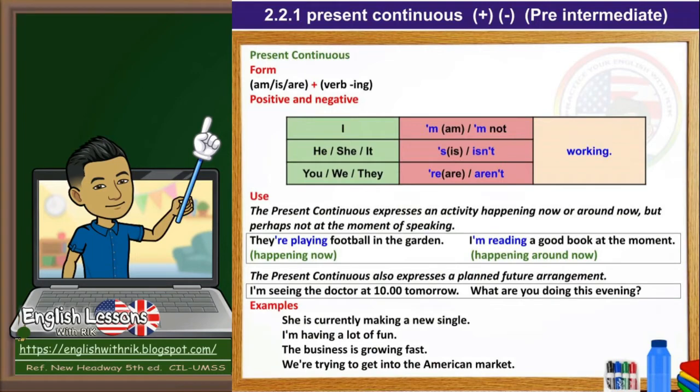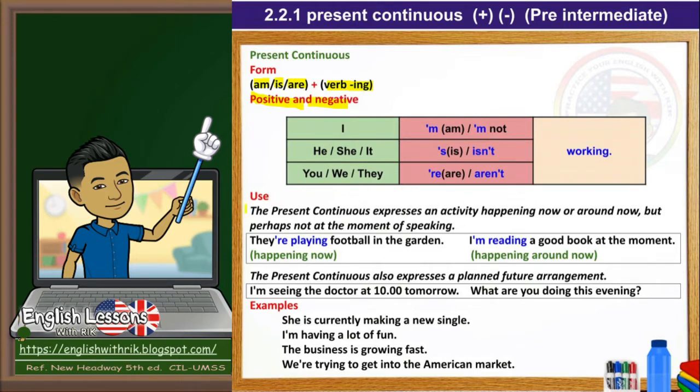Present continuous. Form. We form the present continuous with am, is, or are in the positive or negative, and the -ing form of the verb. Positive and negative. I'm working. I'm not working. He's working. She isn't working. You're working. We aren't working.